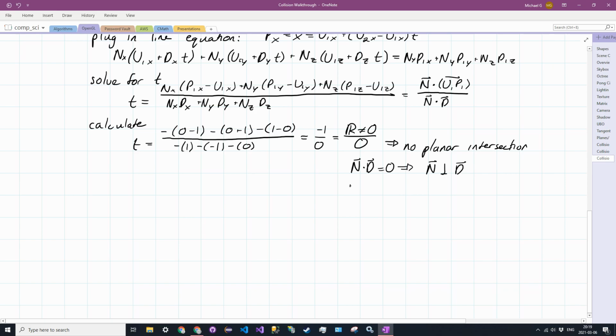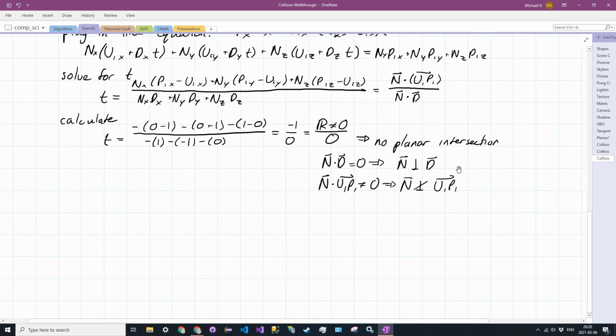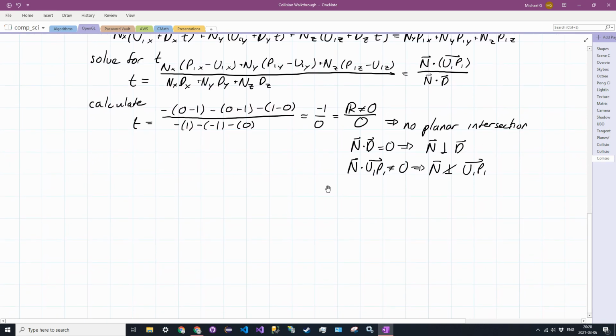However, n dotted with u1 to p1 is not equal to 0. So therefore, n is not perpendicular to u1, p1. So therefore, the vector going from u1 to p1 is not on the plane, because for it to be on the plane, when dotted with the normal vector, it would have to be equal to 0. Right? So as a result, because it's parallel to the plane and that direction never changes, this vector will never be on the plane. So there was no planar intersection at all.